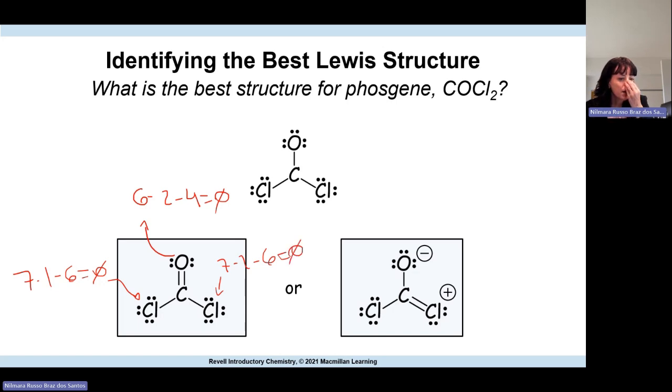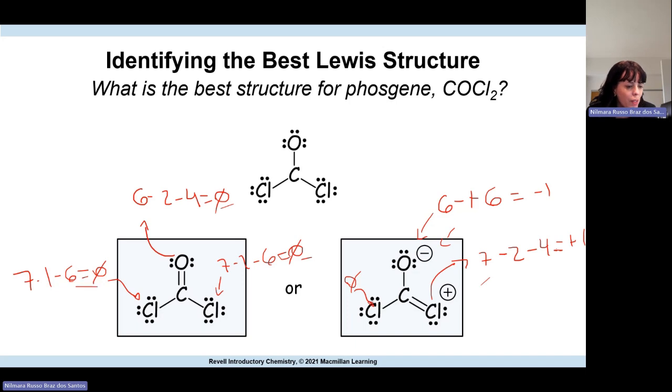Everybody's 0. But when you look here, we have 1 charge. So 6 minus 1 minus 6 is minus 1. Here we have 7 minus 2 minus 4, a positive 1. And here it would be 0, we already calculated. So of course, the last one, where everything is 0, is the best one because we have low formal charge.